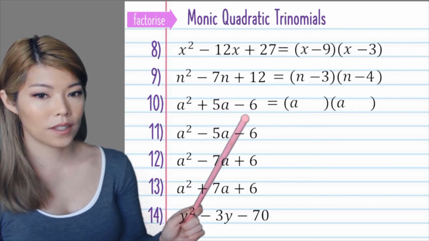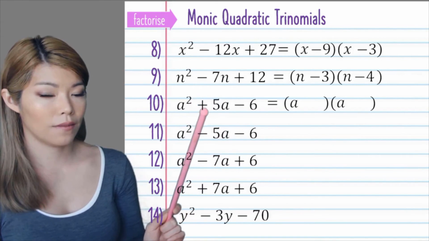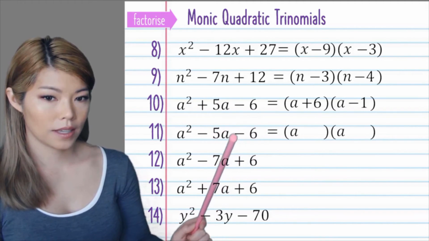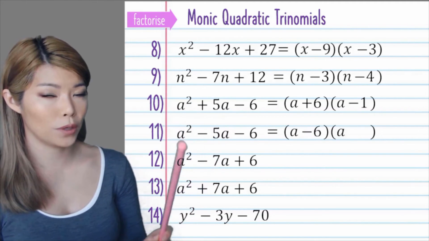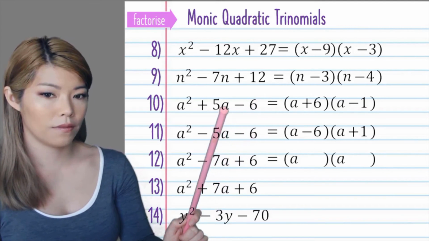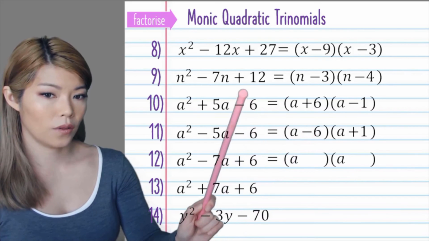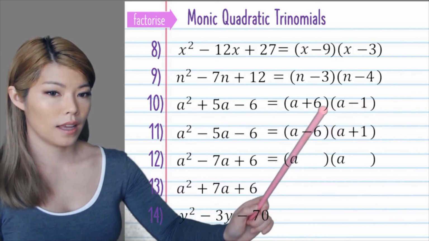Then negative 6, so we have 6 and 1 to give us 5, and we need negative 1 because we want a positive 5. Then negative 6 again, and this time we want the negative to be the 6 because we want the middle term to be negative. See? When the last term is negative and you want the middle term to be negative, the bigger value is negative. When the last term is negative and you want the middle term to be positive, then the bigger value is positive.